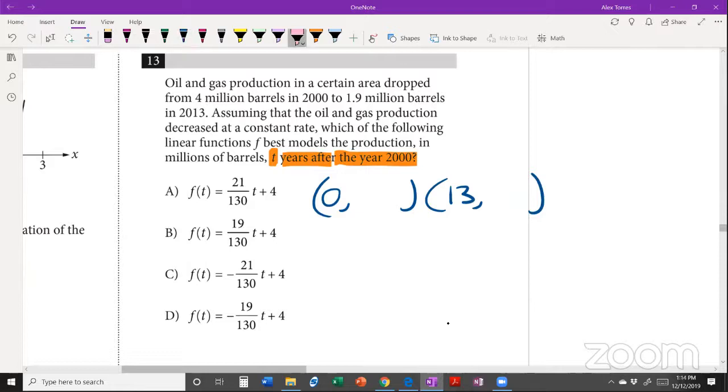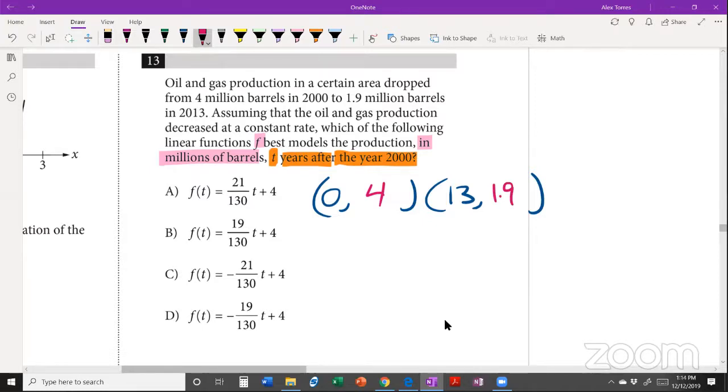So same thing is being done with the y value, or what they're calling f here. It's 4 million barrels and 1.9 million barrels. But the y value, the f, is being described in millions of barrels. So when it's 4 million in 2000, that means the y value is 4, because it's 4 in millions, and 1.9 million in 2013.